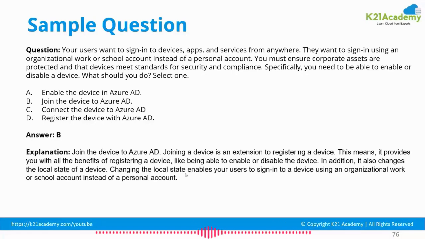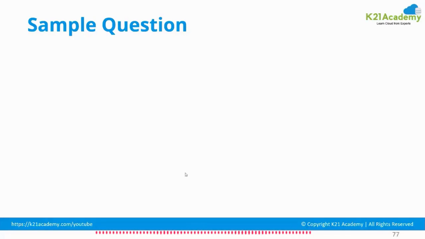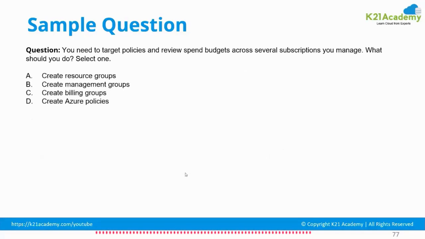Join the device to Azure Active Directory. Joining a device is an extension to registering a device, which means that it provides you with all the benefits of registering a device, like being able to enable and disable the device. In addition, it also changes the local state of the device. Changing the local state enables your users to sign into the device using an organizational account or school account instead of a personal account. So the answer to the question was absolutely right. Now we have one more sample question. Check out this one.